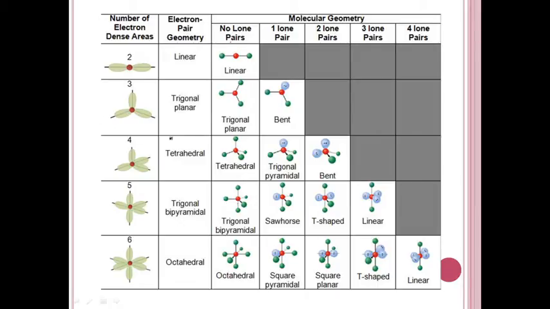Now you see, when all 3 are bond pairs, when you don't have any lone pair, it is trigonal planar. And if you have 1 lone pair, then it is becoming a bent shape. You got it? So we had 2, so I can draw it like this. See, initially it was like this.